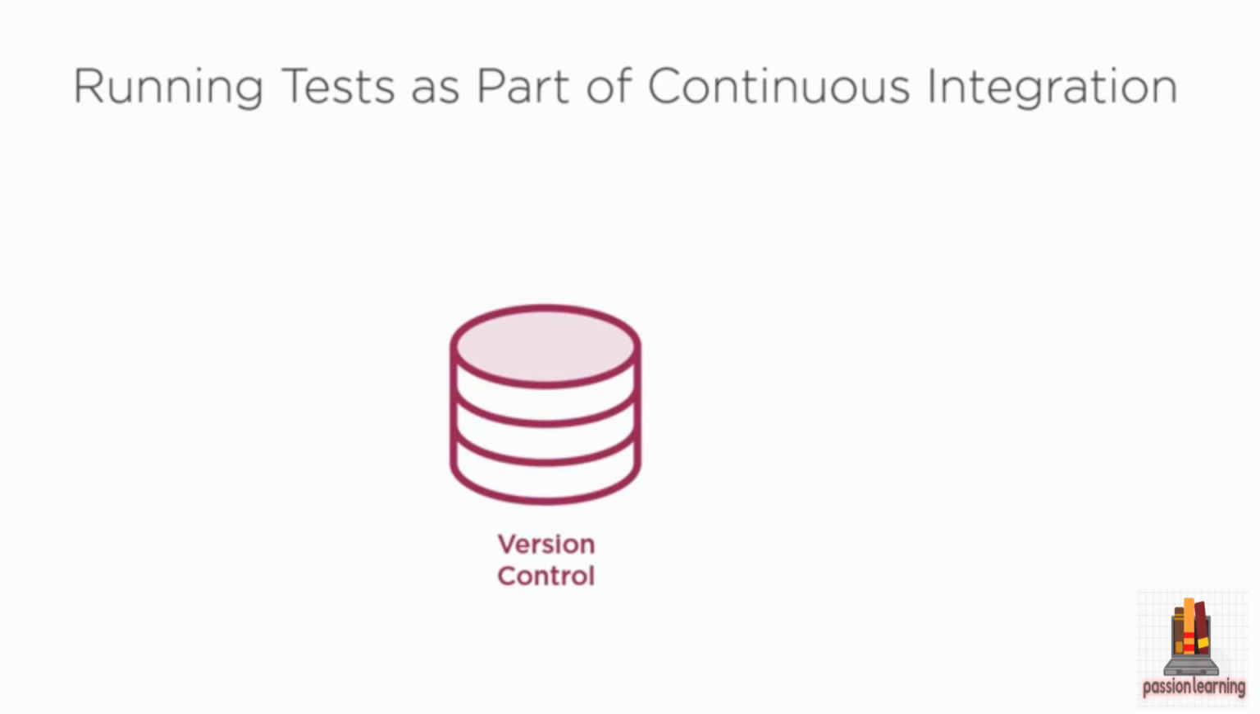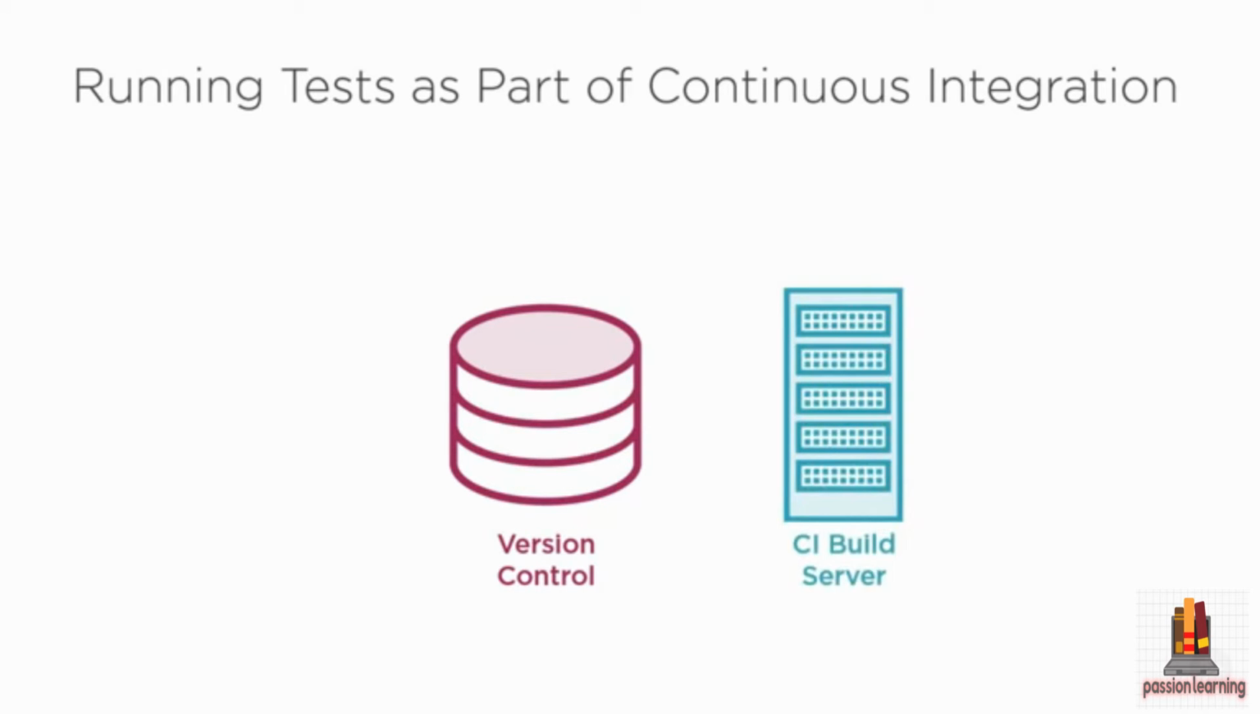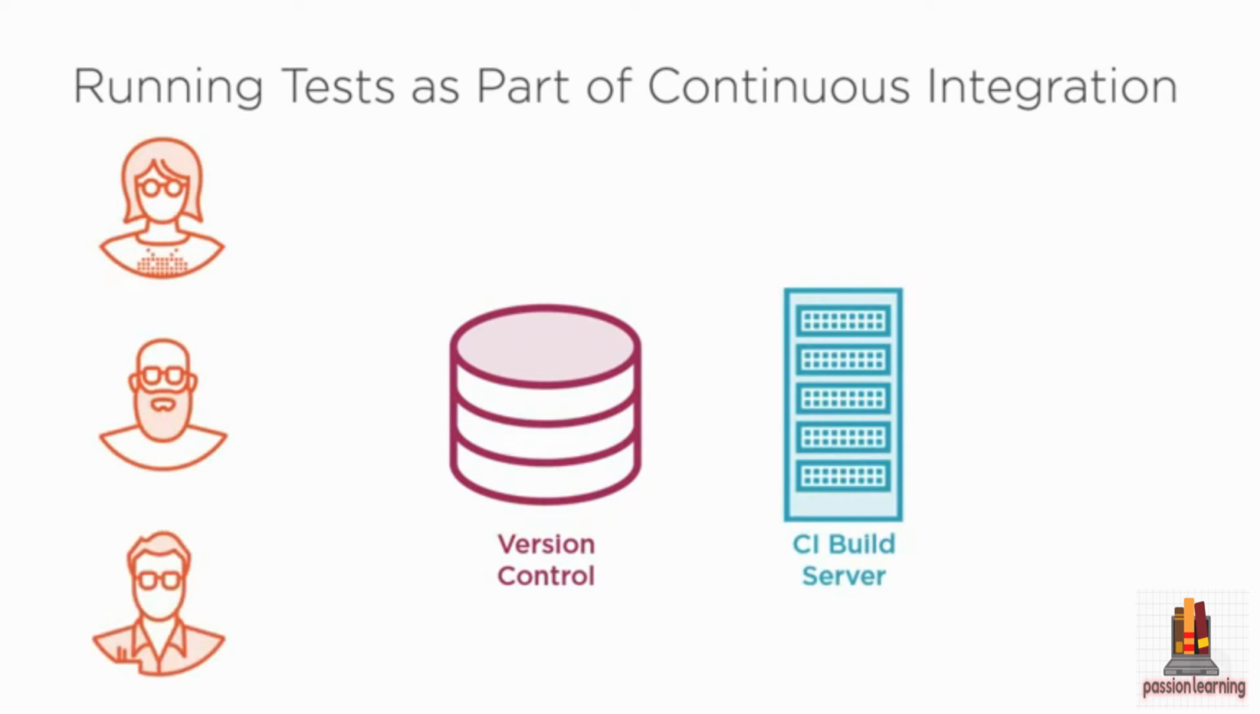Let's start off with our version control system here. So for example, this could be Git. And in this diagram, we've got a dedicated continuous integration build server. We have a number of developers all writing code. So our first developer here commits some code to the version control system. The continuous integration build server can notice this and kick off a new CI build. Our second developer here commits a change to the version control system, and this can kick off another build. And we have our third developer here also committing to version control, and once again this might trigger a build on the CI build server.